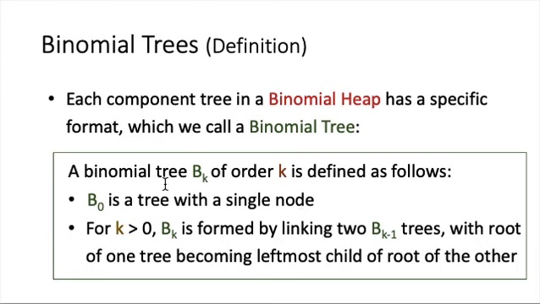Okay, so what is a binomial tree? A binomial tree of order k, which we denote by Bk, is defined recursively, where B0 is a tree with a single node. For larger values of k, Bk is formed by linking two Bk-1 trees, with the root of one tree becoming the leftmost child of the root of the other. This looks rather difficult to understand, so let's see the example.